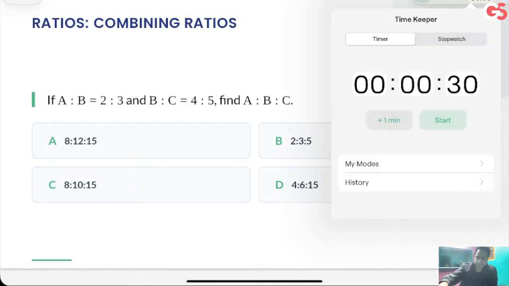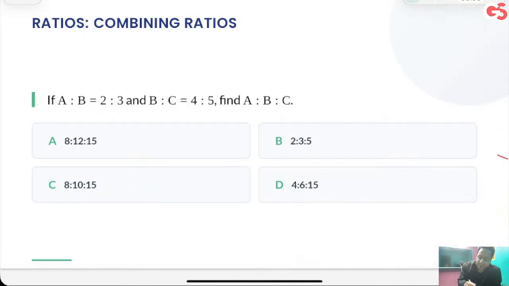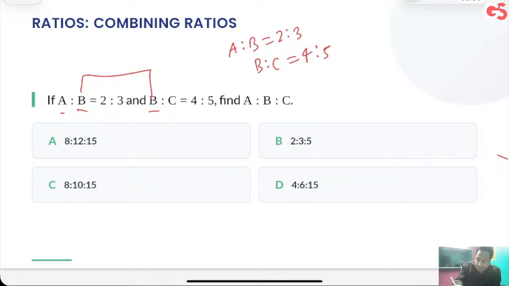All right. This is called the bridging of ratios. So B is the bridge here because B is here as well as here. A is to B is given as 2 is to 3, and B is to C is given as 4 is to 5. So what do we see here? We see that B here is 3, but here it is 4. I want them to be same so that I can just find the ratio of this.